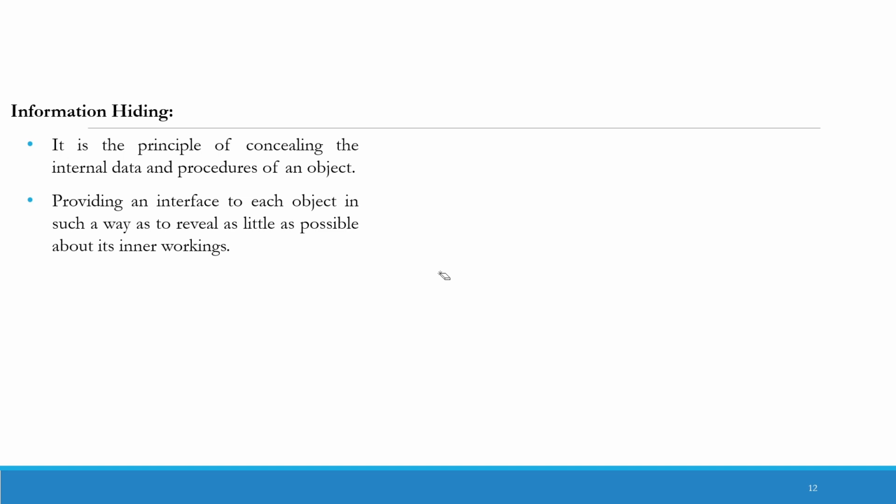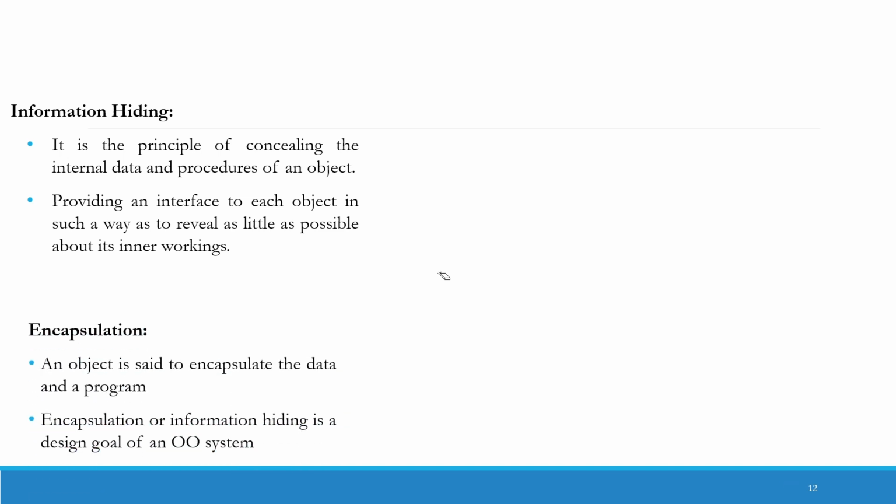Encapsulation. Encapsulation means an object is said to be encapsulated as data and a program. Encapsulation, or information hiding, is the design goal of an information system. There is a little bit of difference, but also a similarity, between encapsulation and information hiding.